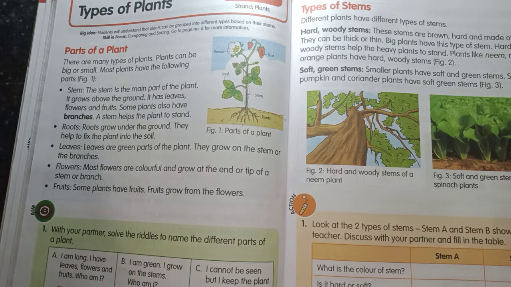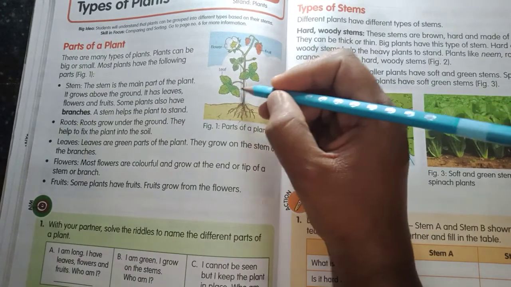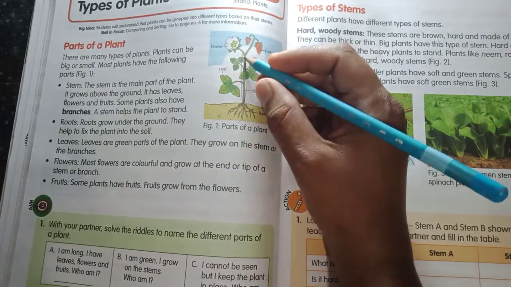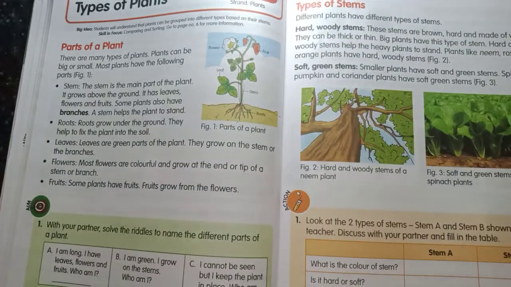Okay, so some plants have branches, some plants do not have branches. They are directly fixed to the stem itself, children, the leaves, the fruits and all. But some plants have branches. Okay, and yes, the main function of the stem is they hold all the parts of the plant together. They make this plant to stand straight. Okay, they help the plant to stand straight.